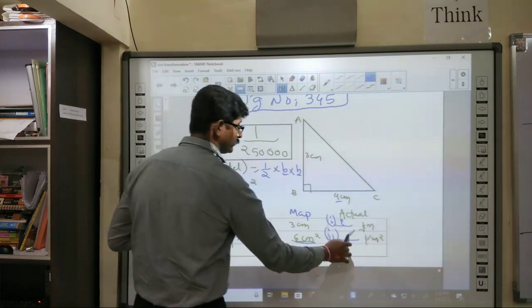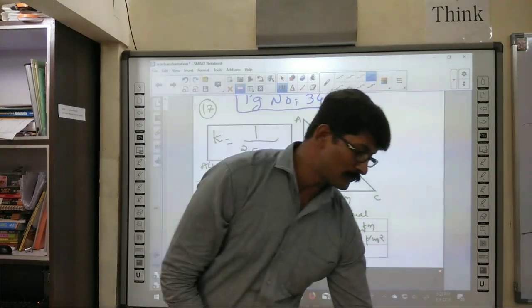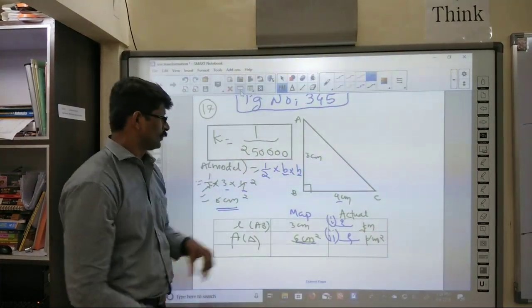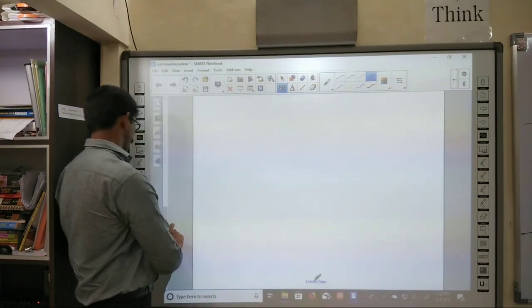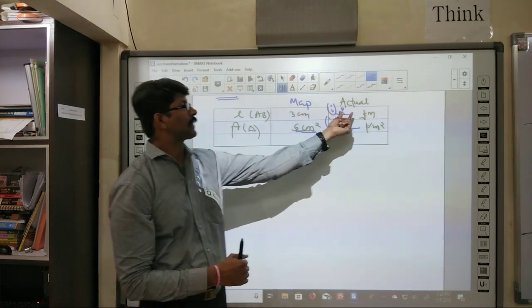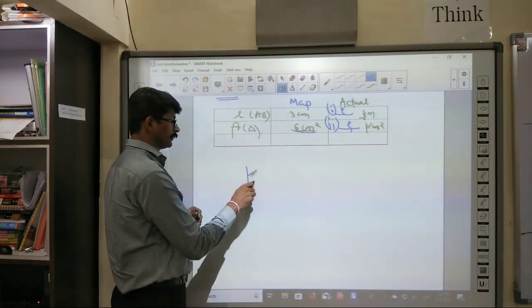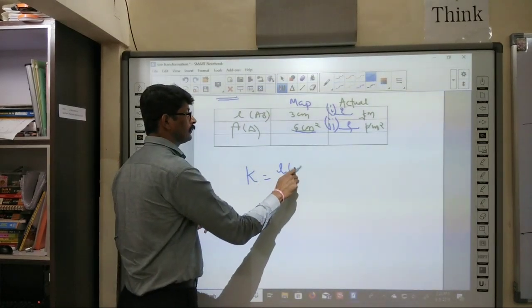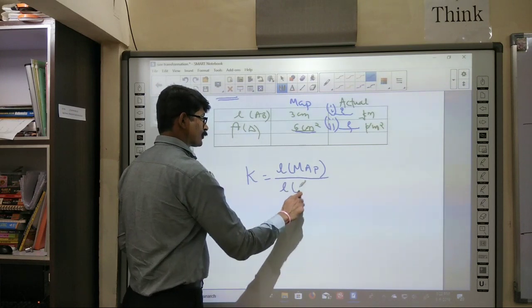And we have to calculate these two things. Isn't it very, very simple? So students, let's start doing this sum. Do it along with me. Since we have to calculate actual length, we will use the formula of K. K is equal to length on map upon length actual.